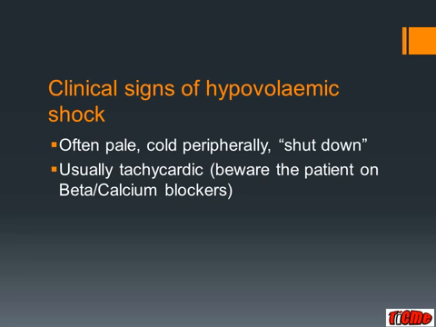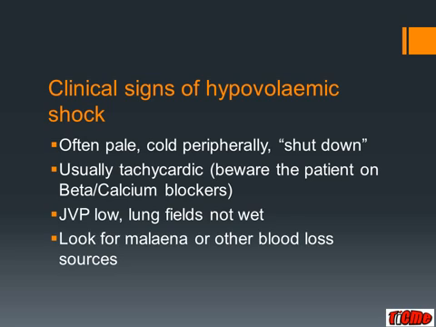Usually the patient will be tachycardic as the patient tries to lift their cardiac output by increasing the heart rate, but beware the patient who's on rate-controlled drugs or an elite athlete who will have a lower heart rate than they should. The JVP is low, and the reason for that is because we are hypovolemic. The corollary is also the lung fields will not be wet in this circumstance because there's no volume overload.